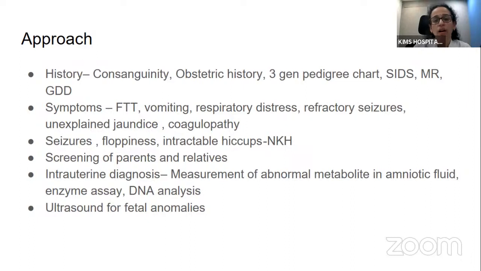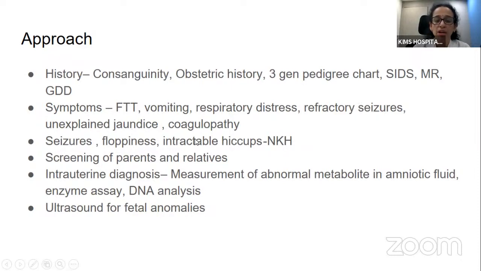IEM, but a negative family history does not rule it out. Sometimes the mother will be a primigravida, the firstborn, and both the parents might be autosomal recessive carriers. In that condition, there will not be any significant family history, but it does not rule out the possibility of IEM. And coming to the symptoms generally noticed are a previous sibling with failure to thrive, vomiting, respiratory distress, refractory seizures, unexplained jaundice, and coagulopathy.